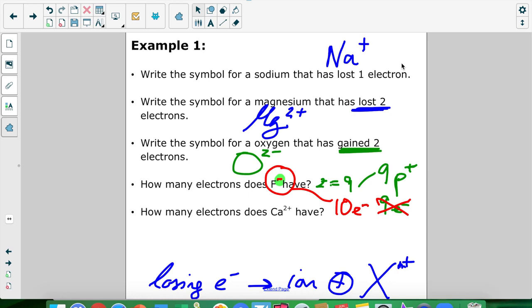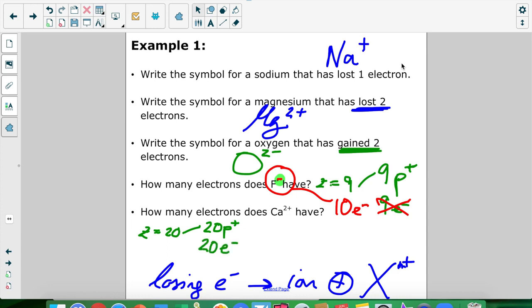How many electrons does the calcium 2 plus have? We need to do something similar here. So we go to the periodic table and we find the Z, the atomic number for calcium, and calcium has a Z of 20. What does this mean? This means that calcium has 20 protons. That is what makes calcium be calcium. If calcium was neutral, it would also have 20 electrons.